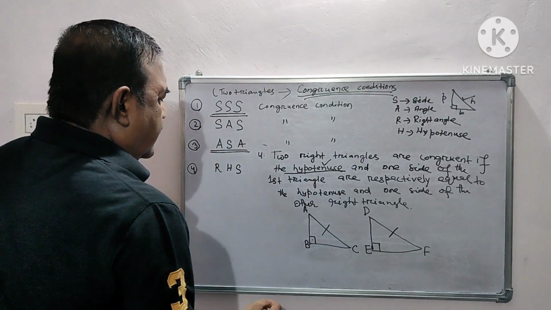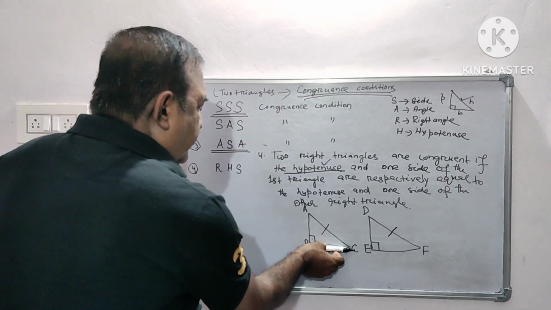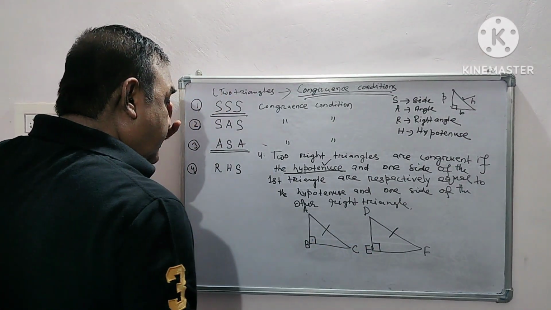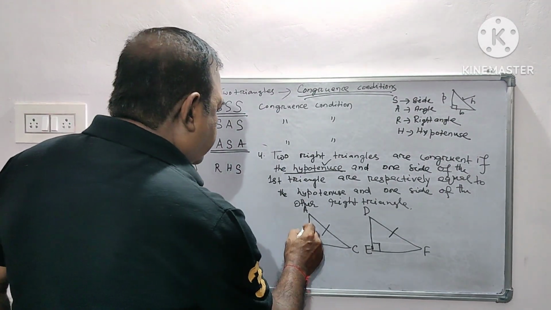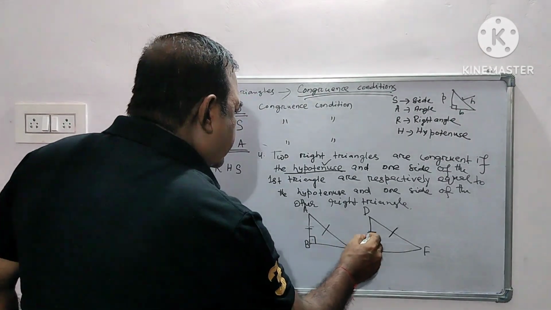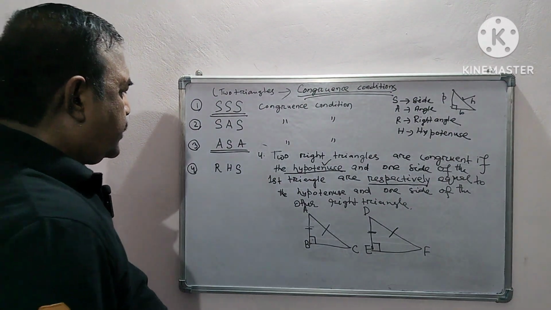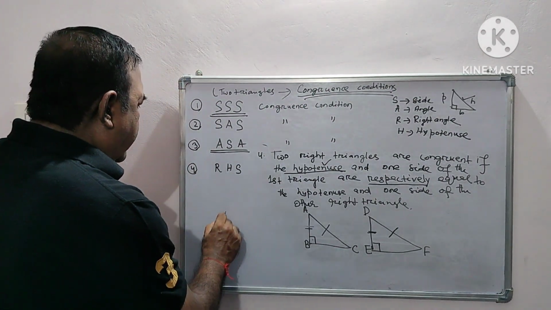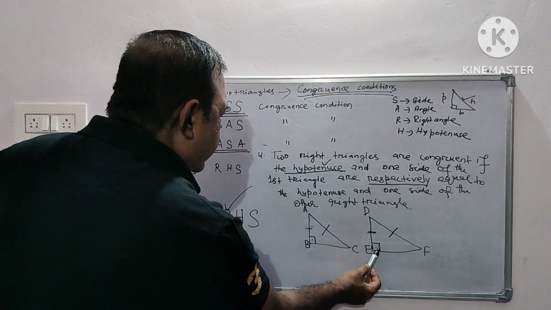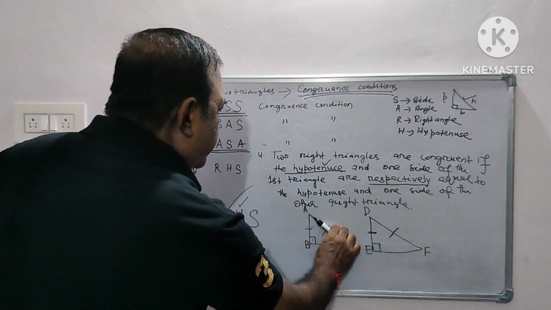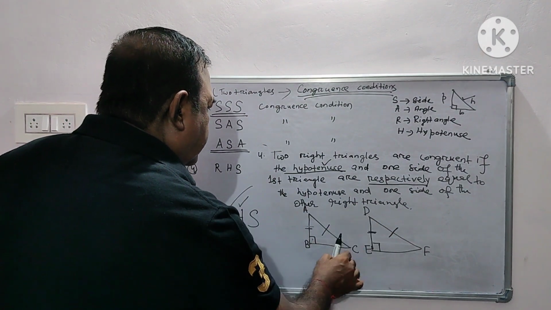And one side, whether it may be this side or this side. Okay? So if we take this side, then we take the corresponding side. So respectively, that is most important. We will follow the order. So here R, H, S. R stands for right angle. You see, right angle, right angle. H is the hypotenuse. You see, respectively the same, the corresponding hypotenuse.